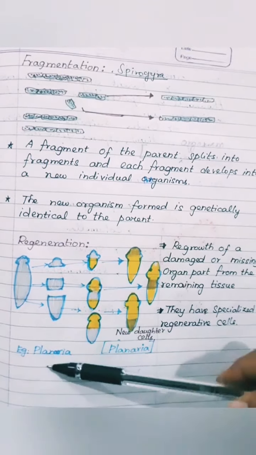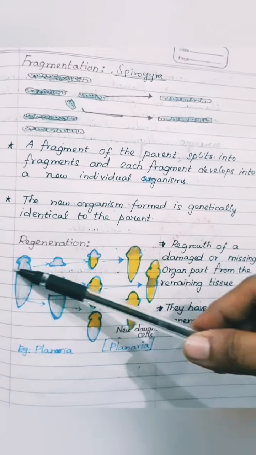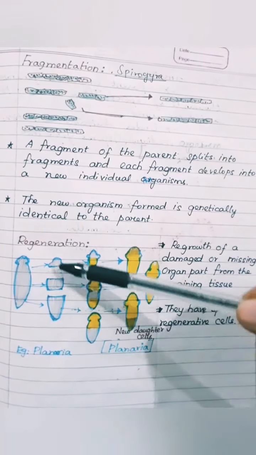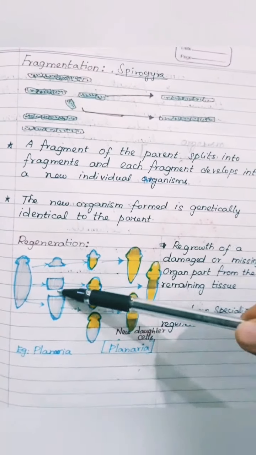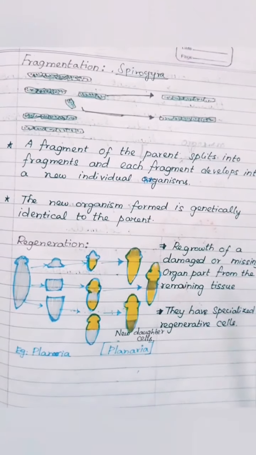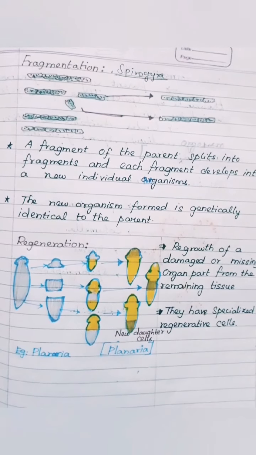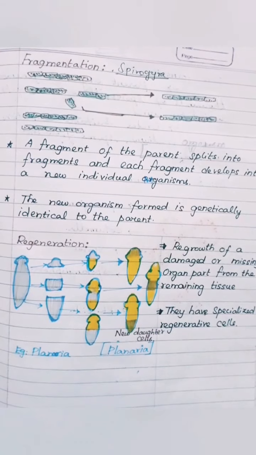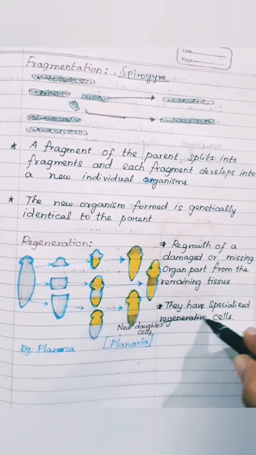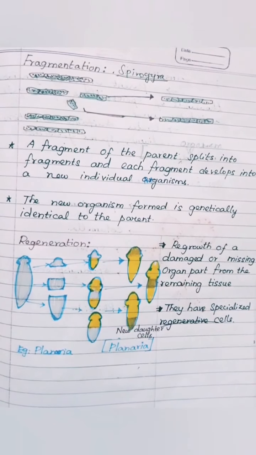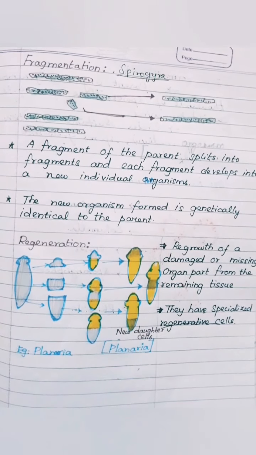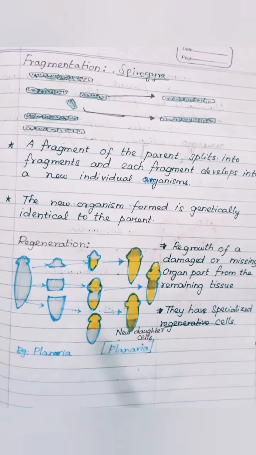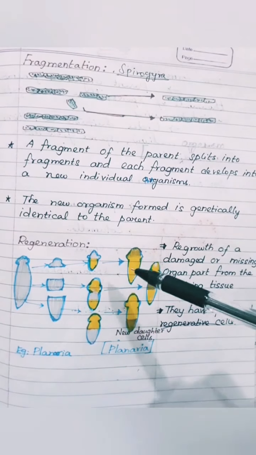Okay, so example for this is planaria. The planaria has the ability to detach its body parts. So this planaria, mother planaria, is divided into 3 parts. And in regeneration, this organism planaria has specialized cells called regenerative cells. What cells? Regenerative cells. These regenerative cells are responsible for the development of new organisms, or the development of the missing parts.